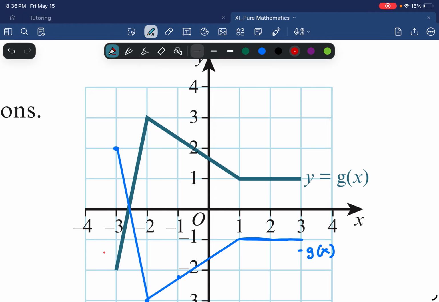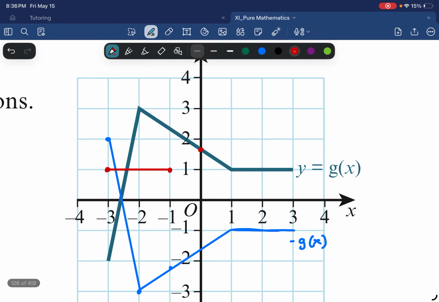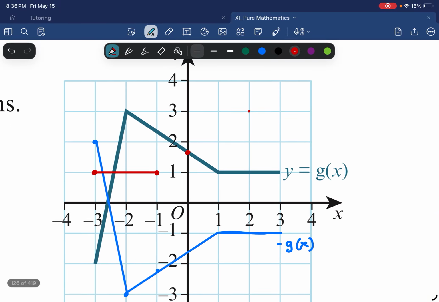So this part, if you reflect it over, you're going to get this straight line, right? If you reflect this part over. All right. And then this part is going to stay the same. At negative 2, if you had 3, then you're going to have 3 at positive 2. So this part is going to reflect like this, right?